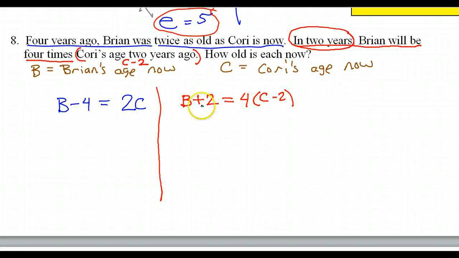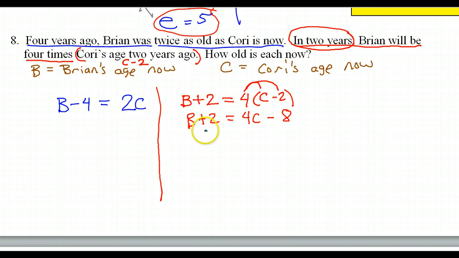So that's the key. These are the two equations. The blue equation came from the stuff I highlighted in blue, and the red came from the red. Before I went any further, if I were you, I would get rid of these parentheses by doing the distributive property. So B plus 2 is equal to 4C minus 8. Okay, so now we have these two equations.